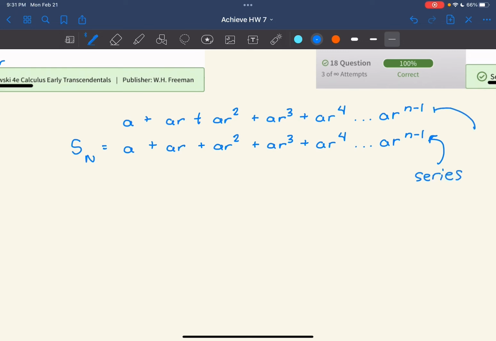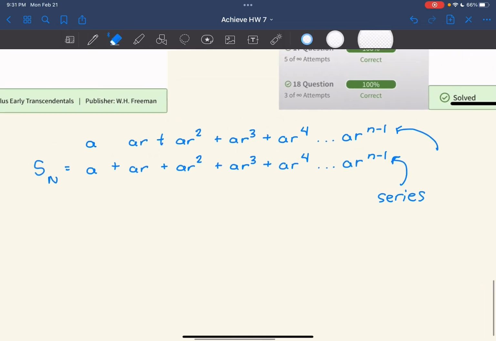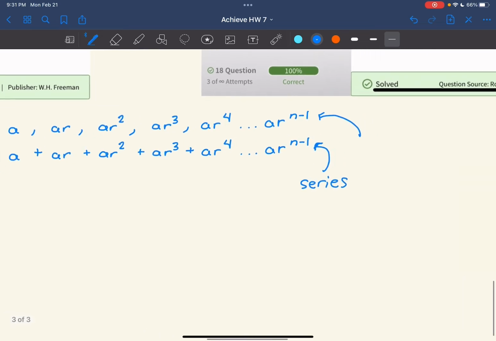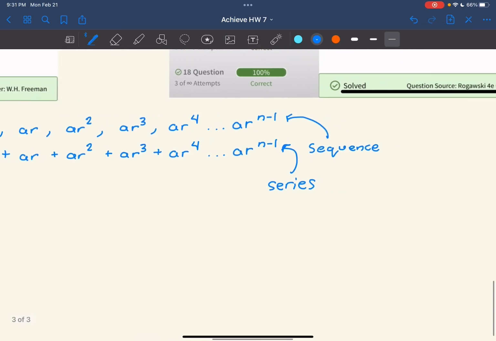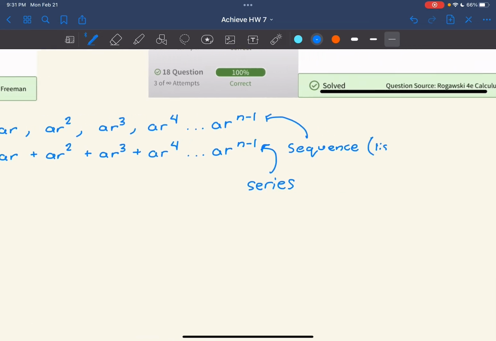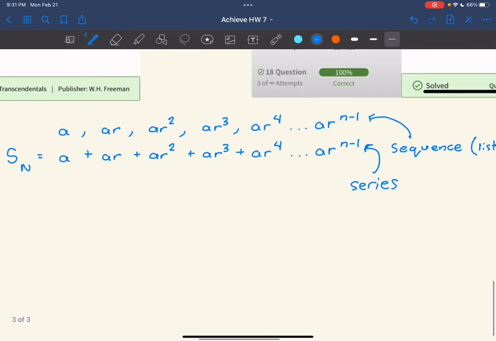This thing right here is still a series right now, but we're just going to change it. We're going to take this, take out the plus signs, replace them with a comma. Now, you may ask, why did I do that? Well, I don't know why I did it either, but the mathematicians call this a sequence. And so when you think of sequence, think of list. You can think of the commas, you're listing out the different numbers, right? So this is a sequence, this is a list.